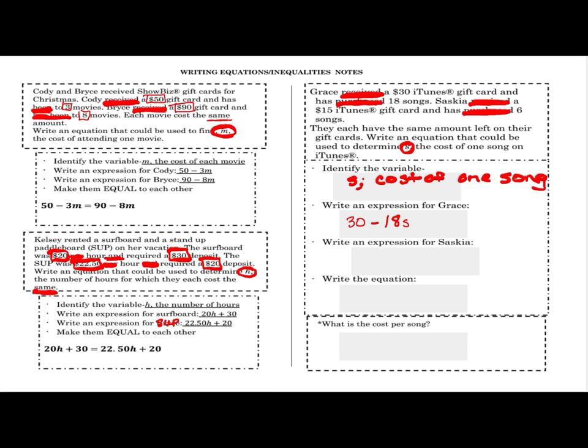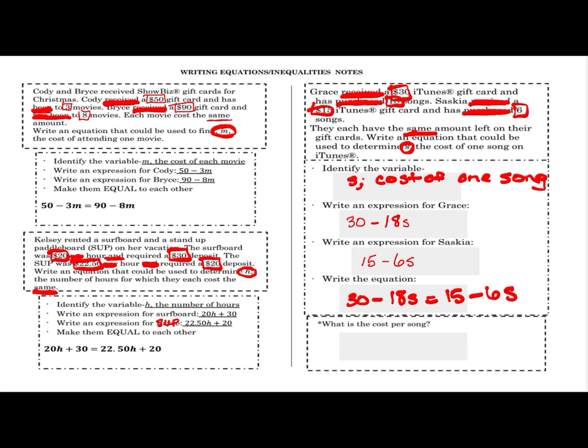Okay. And we're going to box, I skipped a step. We're going to box all these constants and coefficients. And the same amount is our equal sign. So, and then for Saskia, she had $15 and minus 6S. So our equation, we're going to make them equal to each other. Grace, 30 minus 18S, equals Saskia.